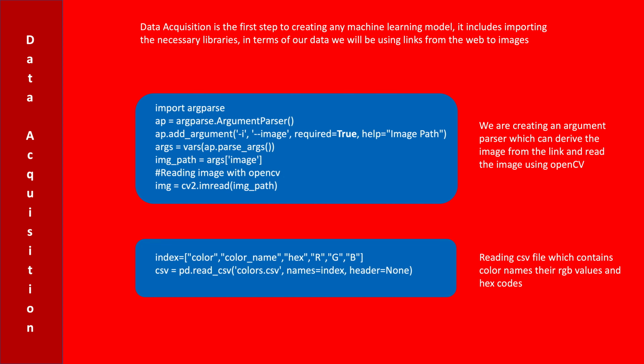So data acquisition: we will of course be importing Argpass, which will be used for parsing and getting our images using the image paths, right? And the index, color name, hex, RGB, I'm providing separately because the colors.csv file does not have those indexes, so we need to provide them ourselves. So that's why I've put names equals index, so this will provide the column names that we have given.